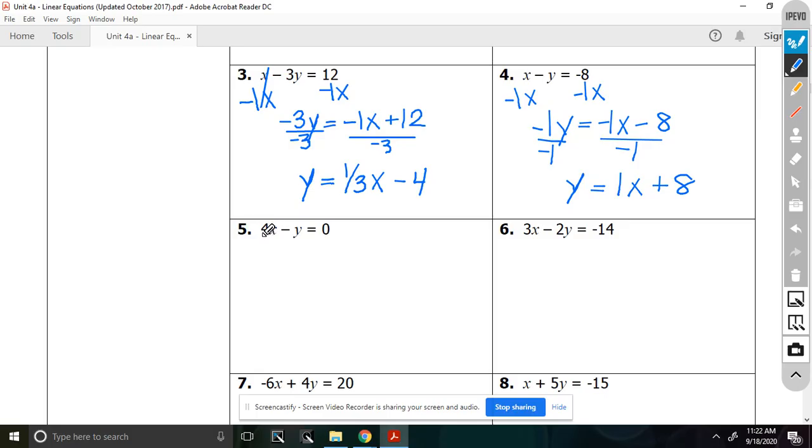All right, looking at number 5, I'm going to subtract 4x from each side. These cancel out. I'm left with negative 1y is equal to negative 4x. Now, if you want to, you could put the plus 0, but since it's nothing, you don't have to. I'm not going to. Now I'm going to divide everything by negative 1. My final answer here is going to be y equals, I know a negative divided by a negative is a positive. 4 divided by 1 is 4. And then I'm left with x.